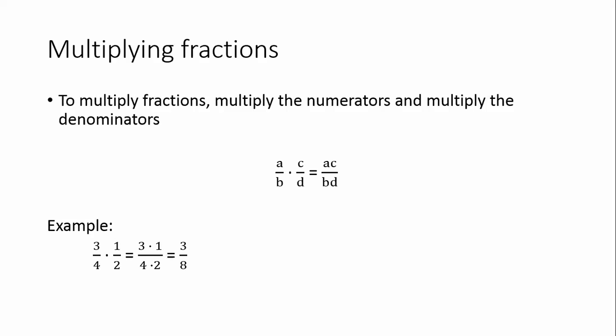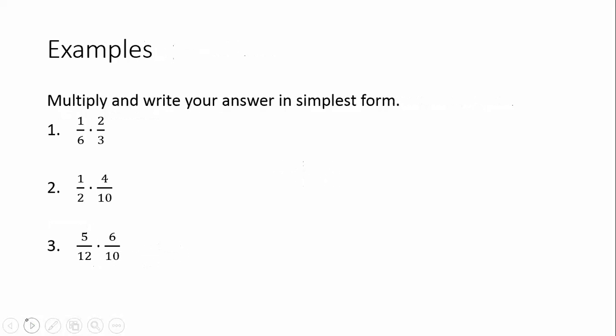In the example, it's 3/4 times 1/2, so we go across the top, across the numerators. 3 times 1 is 3, and across the denominators on the bottom, 4 times 2 is 8. So let's multiply and write our answer in simplest form. That means that we always want to make sure that the fraction is reduced.